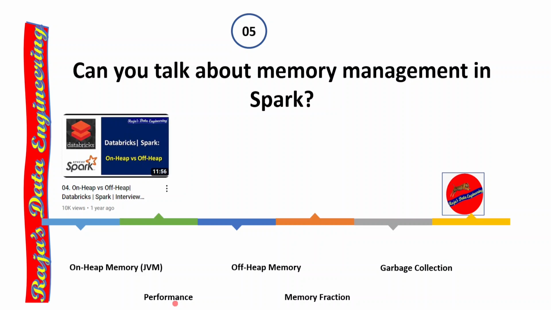For which scenario we can go with on-heap, for which scenario we can enable off-heap, and what is the memory fraction within on-heap memory? We have user memory, storage memory, execution memory. We have different memory fractions. So I have talked about all those parameters in this video, so you can watch this video.